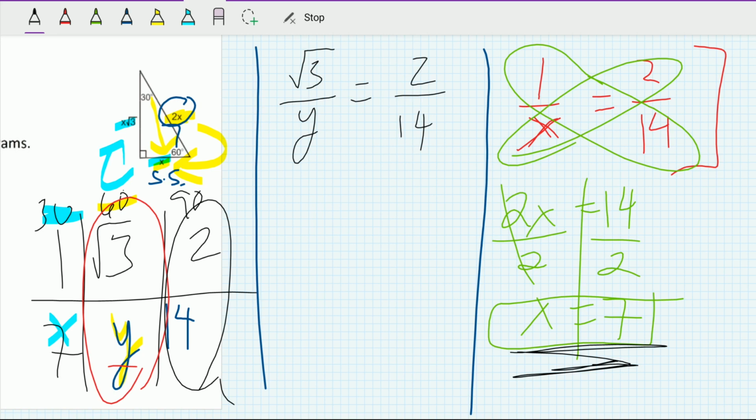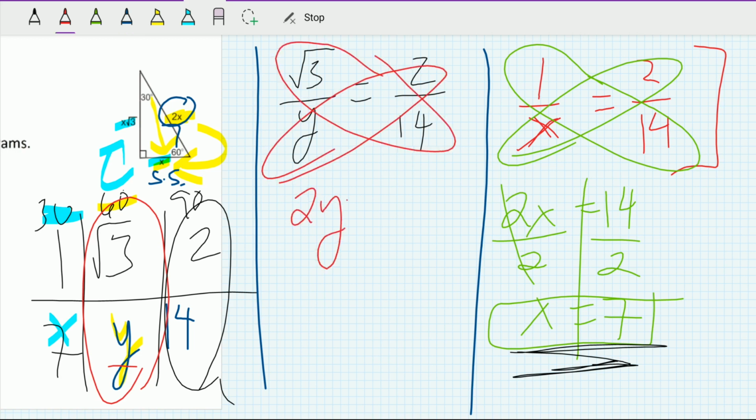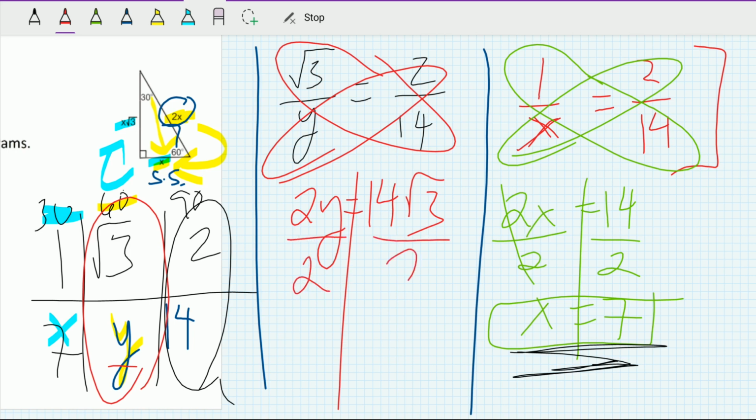So then let me go ahead and cross multiply, and let's see what we end up getting. So cross multiply, we get 2y equals 14 square root 3. Remember, the 3 is inside of a square root, the 14 is outside, so we cannot multiply them, like the actual numbers together, like 3 times 14. So next, we're just going to go ahead and isolate the variable by doing inverse operations. 2 divided by 2 is 1, so I end up with y is equal to.